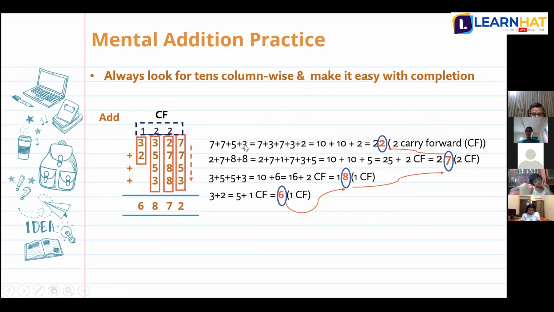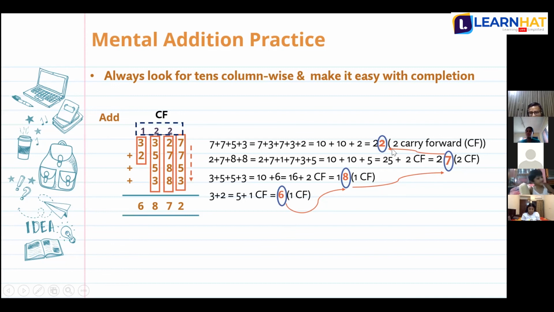So ultimate goal, we need to find group number as 10. So we can write 7 plus 3, 10. 5 can be written as 3 plus 2. So 7 plus 3, 10. 7 plus 3, 10. Then 2. Answer is 22. The 2 you're putting it here. The 2 you're taking it as a carry forward. So that's what I've written here.